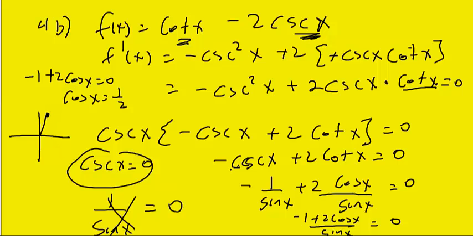There you go. Pi over 3 is one solution, and then it's got to be positive 1/2, so 5 pi over 3. It's got to be down here, right? Okay, 5 pi over 3. Those are your two solutions.